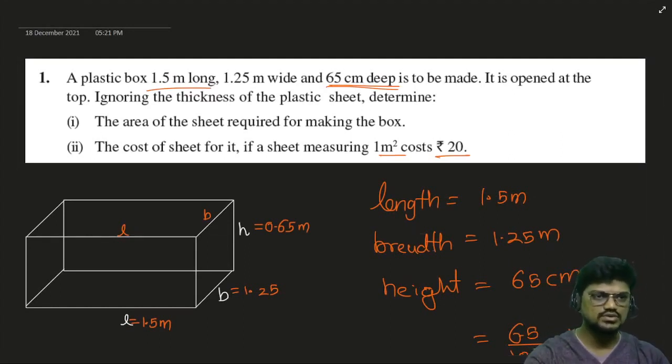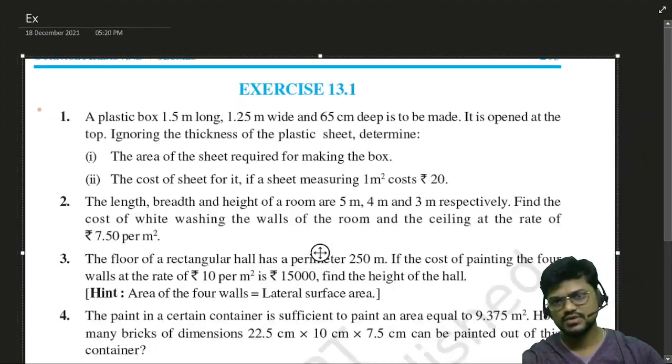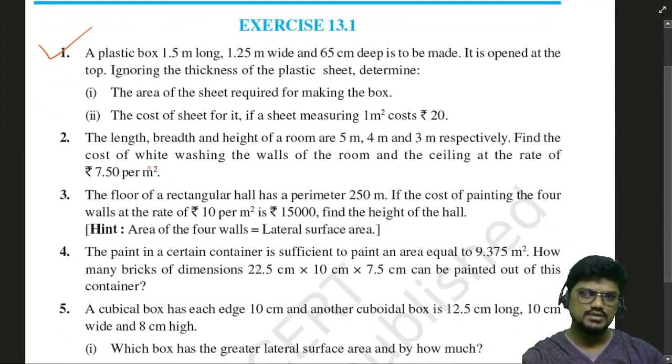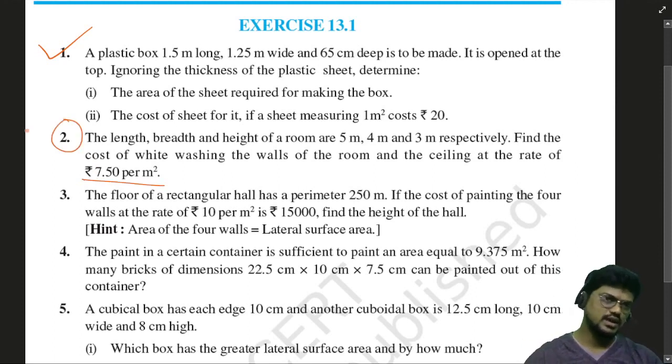Now let's solve the next question. This first question is clear. The next: the length, breadth, and height of a room are 5, 4, and 3 meter. Find the cost of whitewashing the walls of the room and the ceiling at the rate given. See, when you are doing the wall wash or painting, we won't be doing it on the floor. There will be tiles on the floor, so you have to avoid the floor.